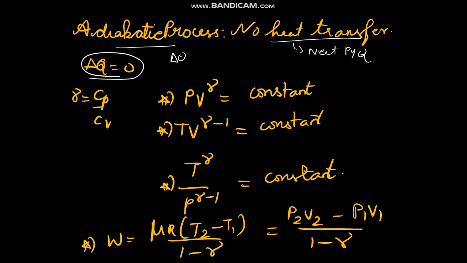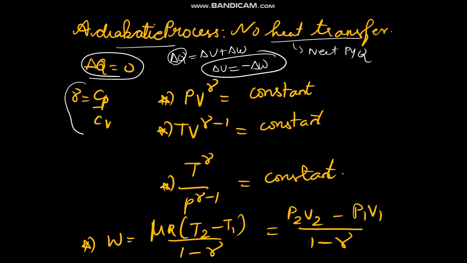So delta Q is equal to delta U plus delta W. If delta Q is 0, then delta U is equal to minus delta W. Okay, then we know that gamma is equal to Cp by Cv. These three formulas you must remember.